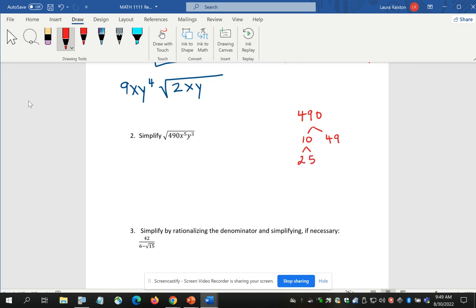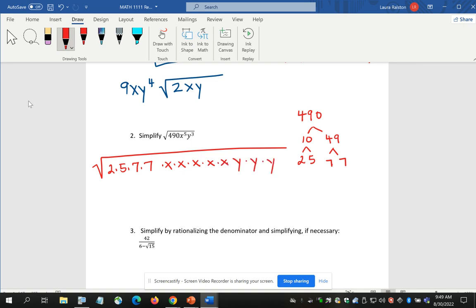10 is 2 times 5, and 49 is 7 times 7. So that gives me, let's see, 2 times 5 times 7 times 7. I have 5 x's and 3 y's. Again, it's a square root, so I'm looking for pairs of numbers. So I have a pair of 7s. I have 2 pairs of x's and 1 pair of y's.